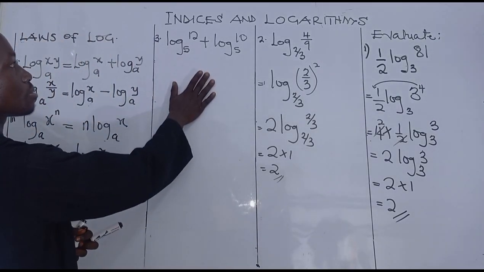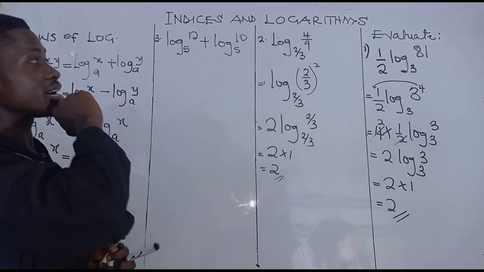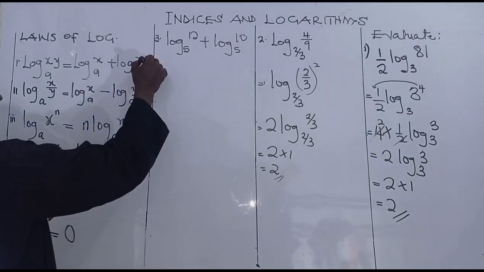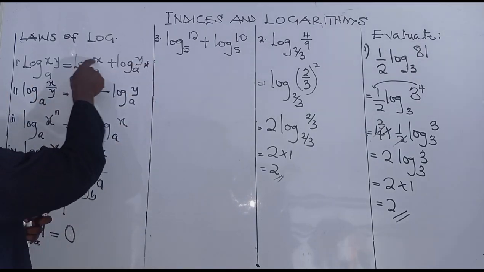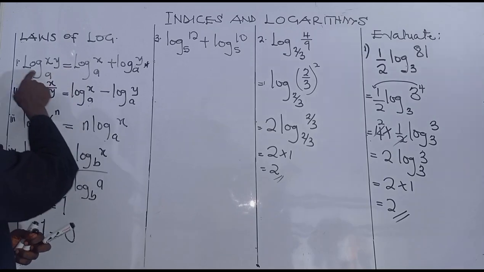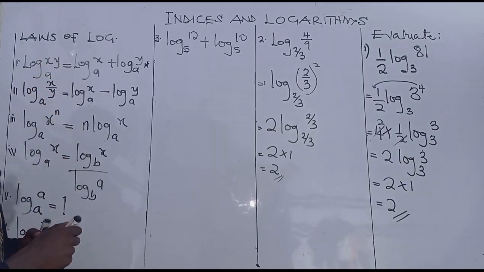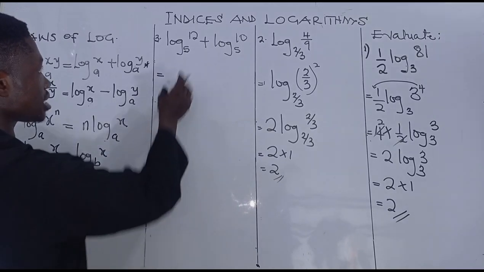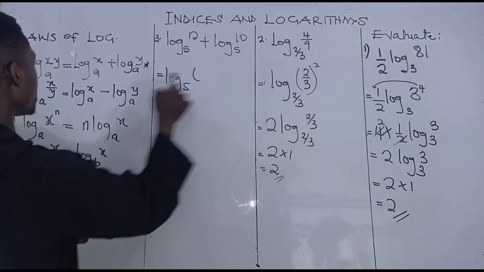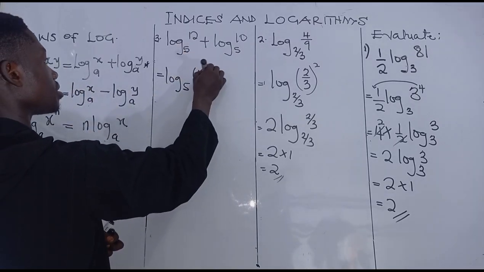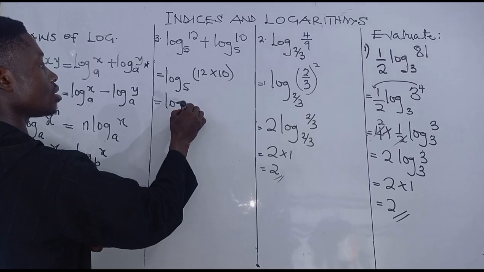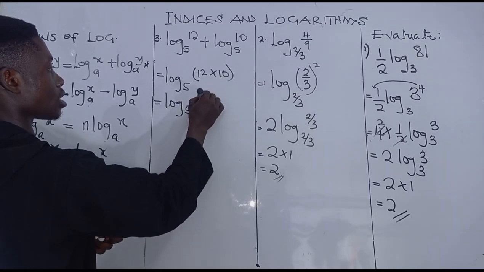So let's look at our third example. We want to evaluate this logarithmic expression. Now looking at this, we are going to apply this particular law, which says that when you have log of x to the base of a plus log of y to the base of a, it is equal to log of x multiplied by y to the base of a. So we are just going to take one log to the base of 5, and then we multiply all the numbers. So we have 12 times what? 10. So this gives us log to the base of 5, and this gives us 120.